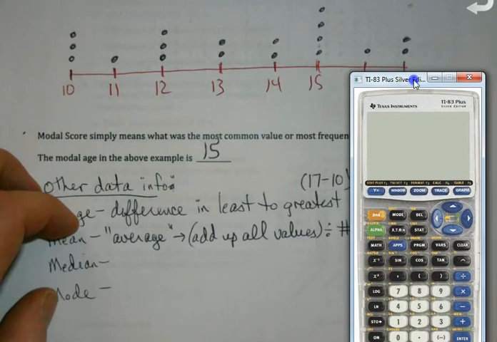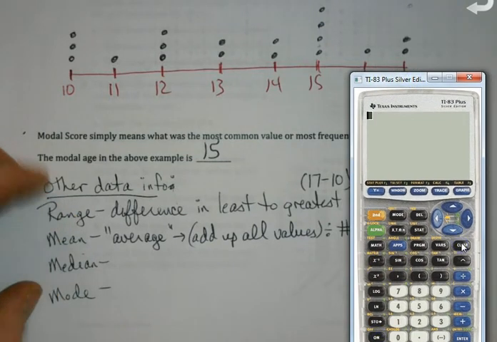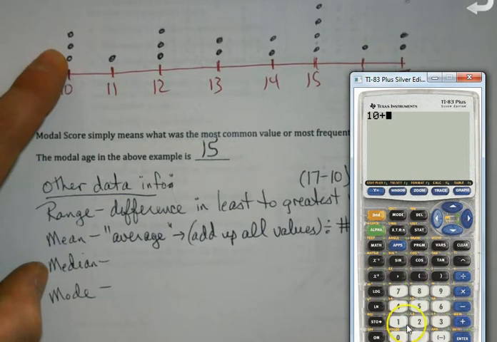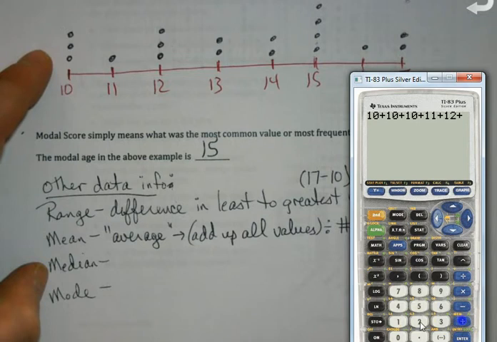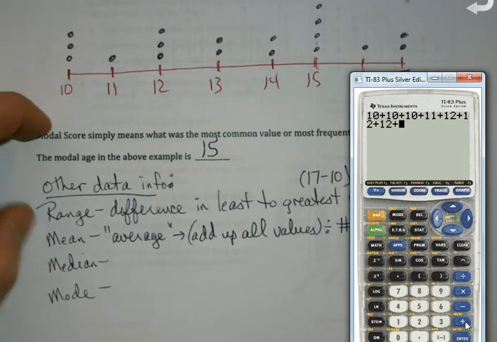So what I can do, because this is kind of nice when it's organized, I got 3 10s and an 11 and 3 12s. Right now we're actually finding the mean for this one.